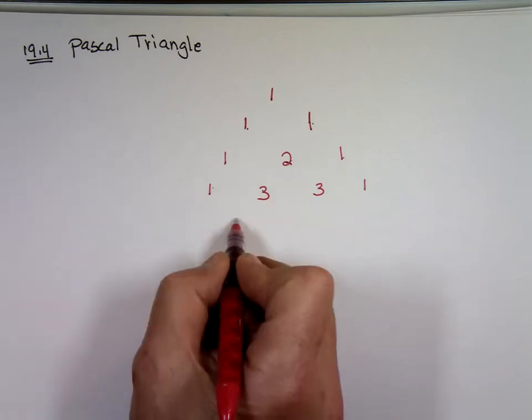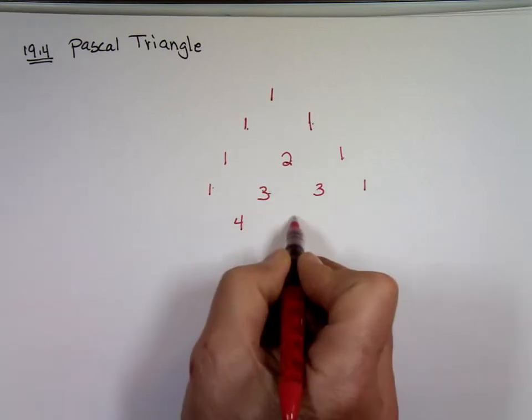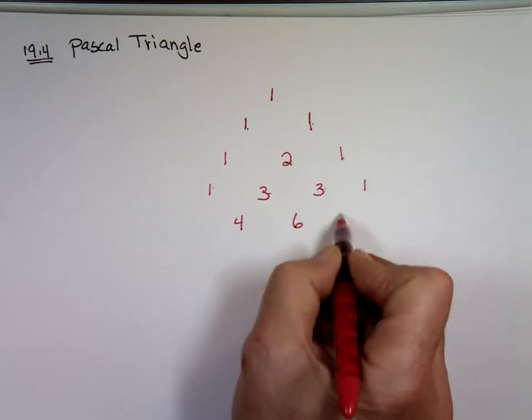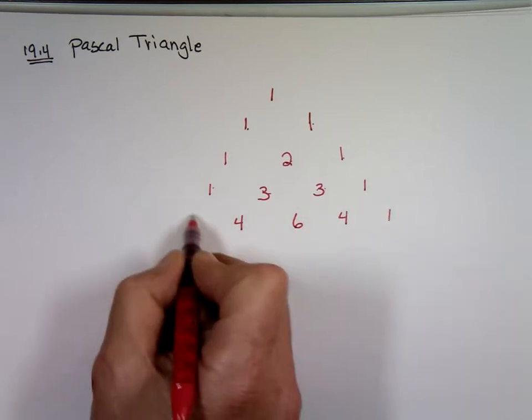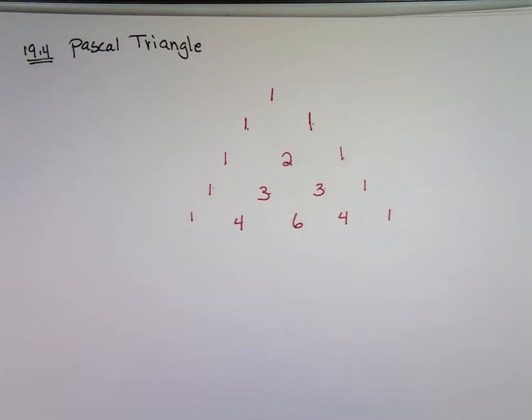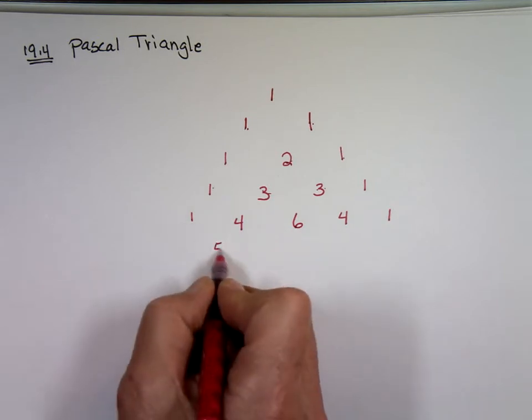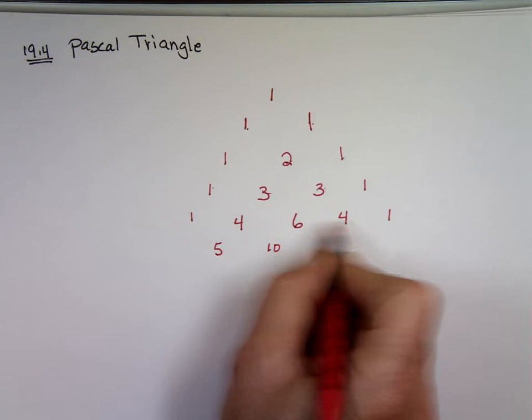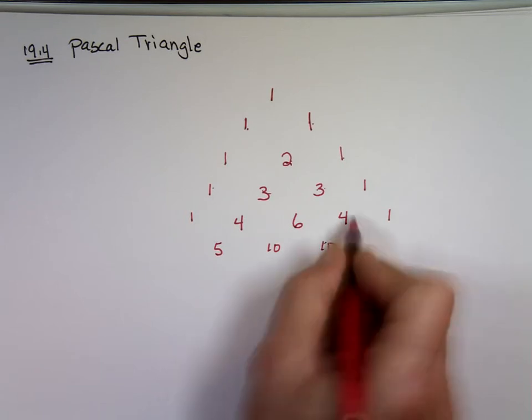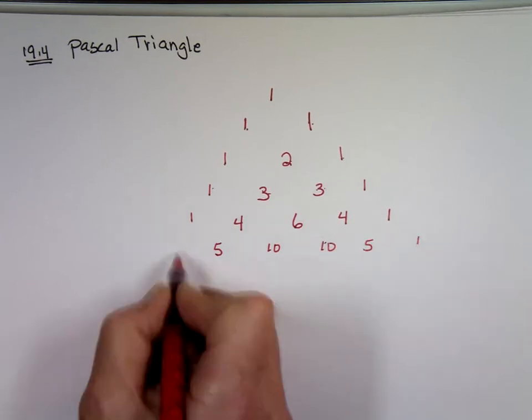1 and 3, 4. 3 and 3, 6. 3 and 1, 4. 1's at the end again. Always 1's at the end. 1 and 4, 5. 4 and 6, 10. 6 and 4, 10. 4 and 1, 5. 1 and 1. And I'm out of room.